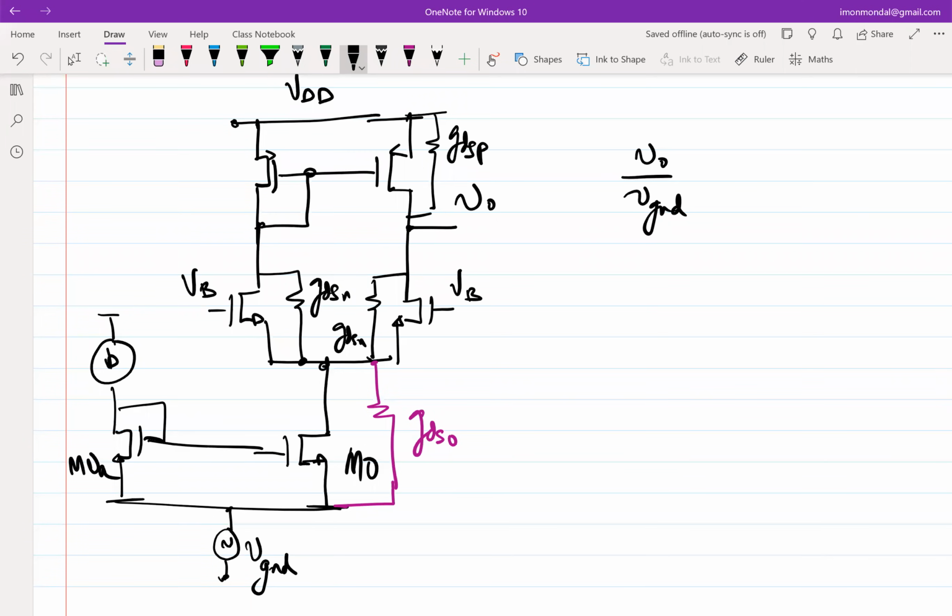Okay, so I will give it as homework, or do it yourself. I will not derive it in class. We will discuss it in the next class, right? So figure out what is PSRR minus. So this is PSRR minus: V0 over VGND divided by the gain again. Okay. So this is do it yourself.